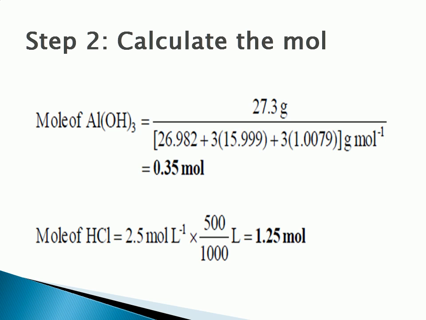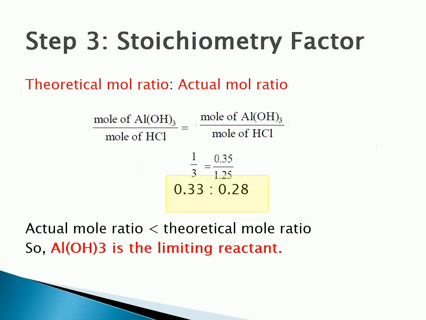state. So in order to determine the limiting reactant, we need to calculate the mole of aluminium hydroxide and HCl beforehand. From here we can see 27.3 gram, which is the mass of aluminium hydroxide, divided by the molar mass, we will get 0.35 mole. For the mole of HCl, we will use a different approach, which is the molarity multiplied by volume, and we will get 1.25 mole.